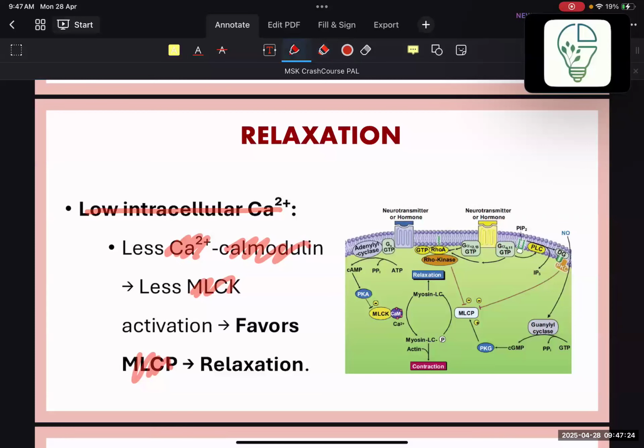So when you decrease calcium, through the same way I explained in the skeletal muscle, and actually more correctly, through the same way I explained in the cardiac muscle, what's going to happen is that you're going to have less calcium and calmodulin, and then that's going to lead to less MLCK activation, which means more MLCP relaxation because they exist in a ratio, and that will lead to relaxation.